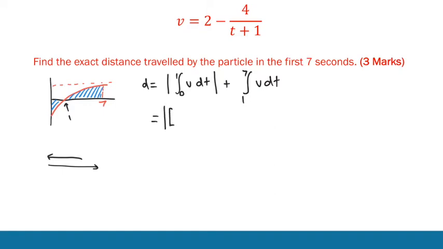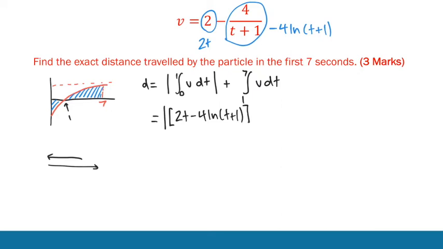So the key bit will be to integrate velocity. Remember that this will just be 2t when we integrate, and this is going to turn into a logarithm. This is a logarithmic integral. So it's going to turn into -4 natural log of t plus 1. So that is sort of our integrand. That's what we get when we integrate. So we go 2t minus 4 log t plus 1 from 0 to 1, absolute value.